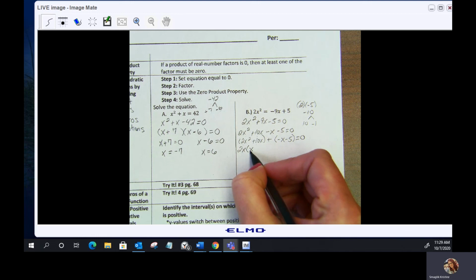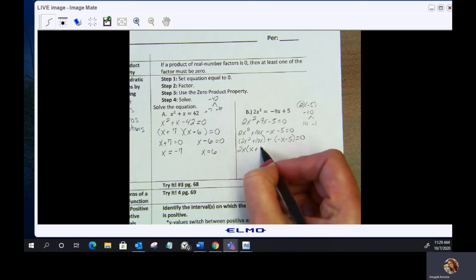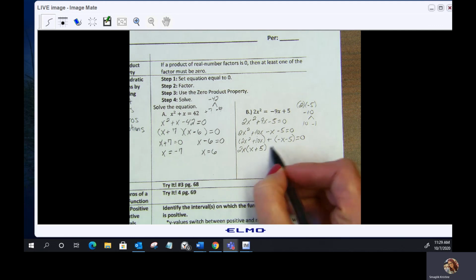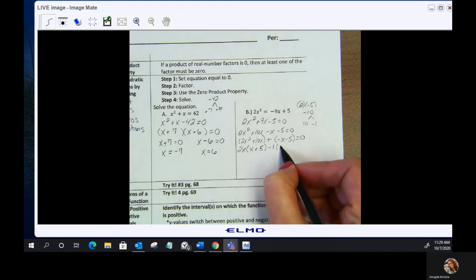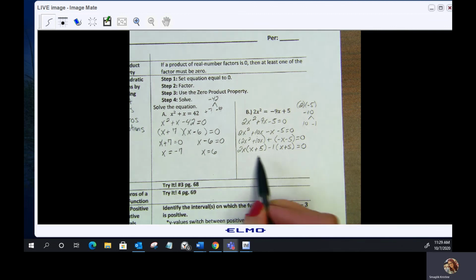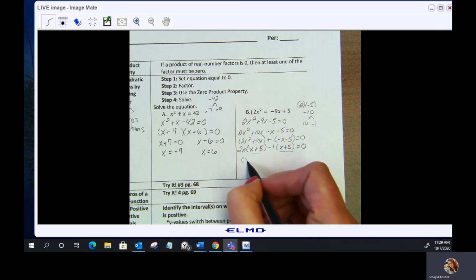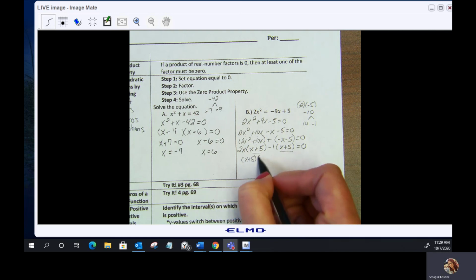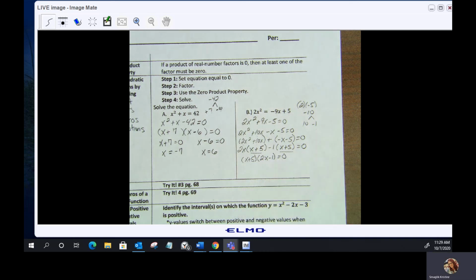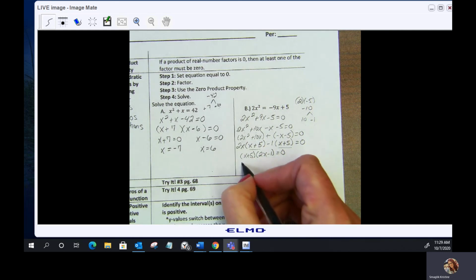So that's going to leave me with x plus 5. And now here I'm going to factor out a negative 1. Okay, and now notice what's in your parentheses is the same. I'm going to factor out x plus 5. And what's left over is 2x minus 1 equals 0. And now we'll set each factor equal to 0 and solve.